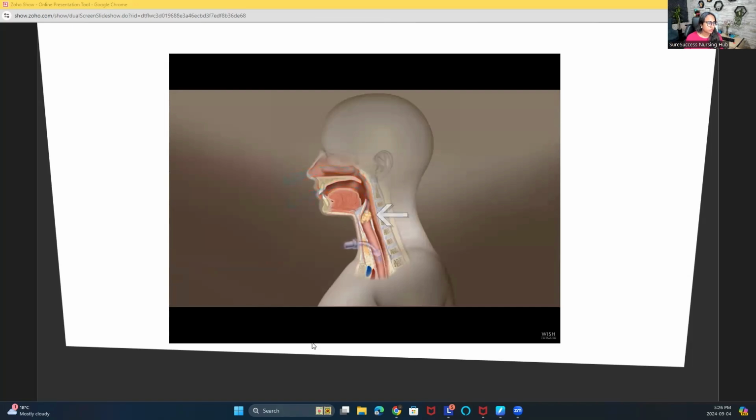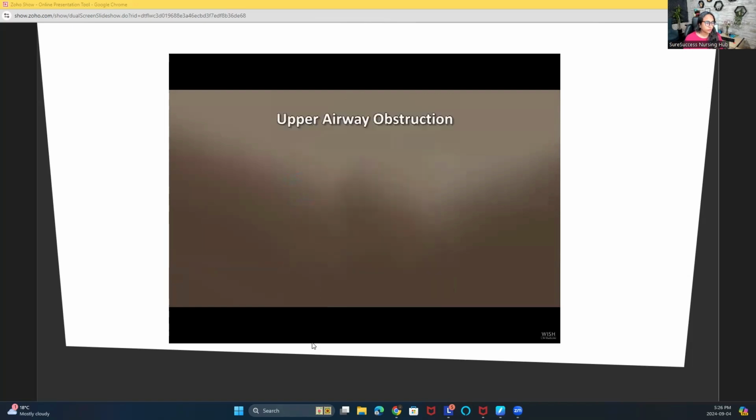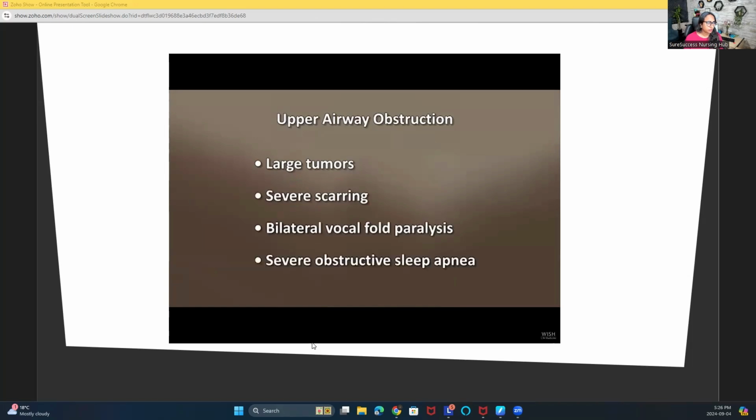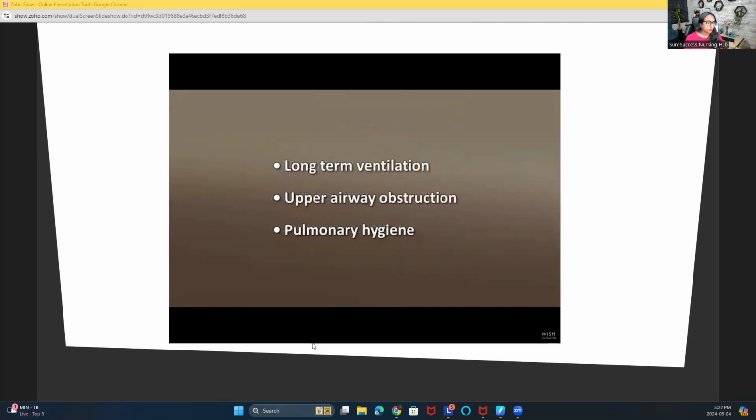In this instance, the tracheotomy is done to bypass the obstruction that may be preventing adequate air from reaching the lungs. Causes of obstruction that are seen most often include large tumors, severe scarring, or bilateral vocal fold immobility. Additionally, patients with severe obstructive sleep apnea may be treated with a tracheotomy. Finally, a tracheotomy may be performed for pulmonary hygiene.